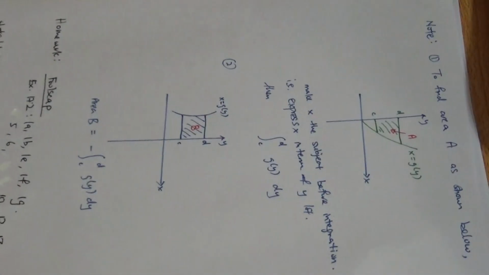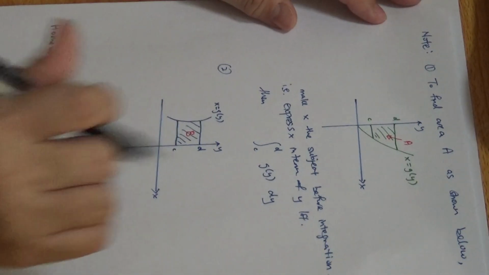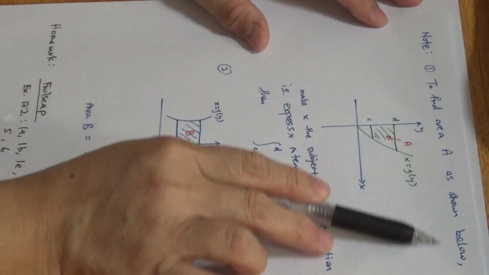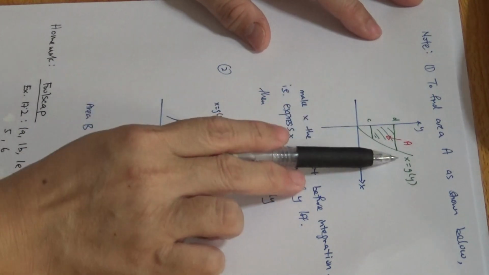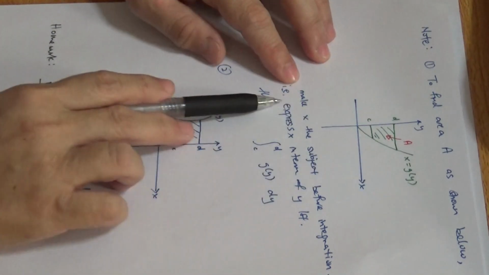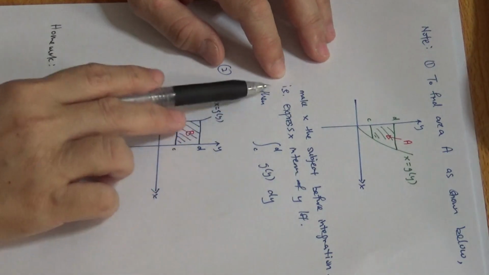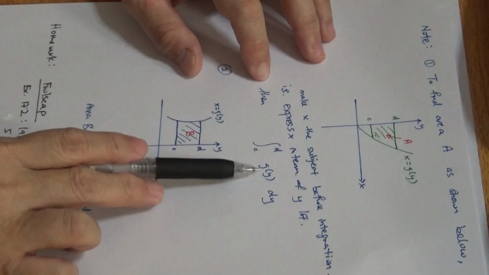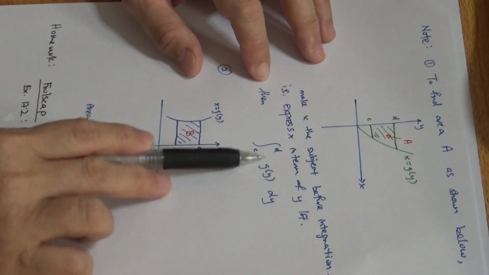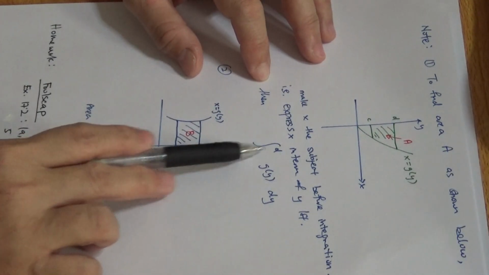Now I just need you to take note of 2 things. To find the area of A as shown below here, you are taking it with respect to y, you must write x in terms of y. So make x the subject before integration. That is, express x in terms of y first. Then you integrate the y expression here with dy, c to d.